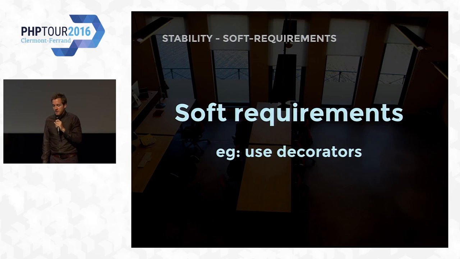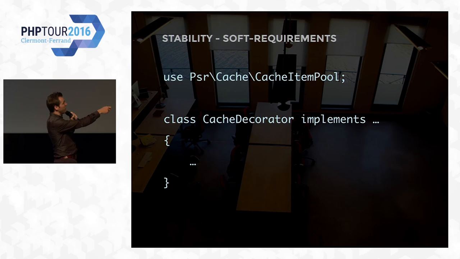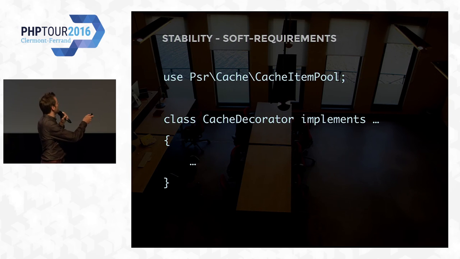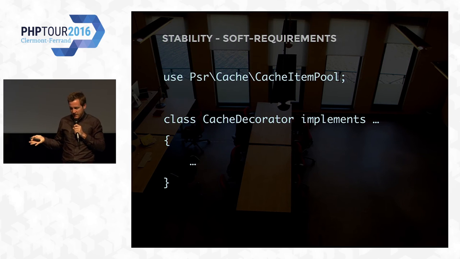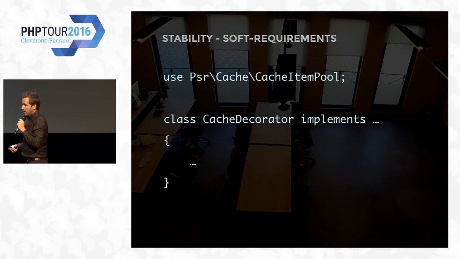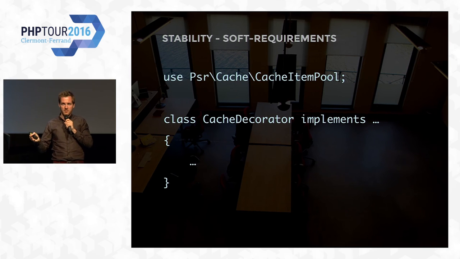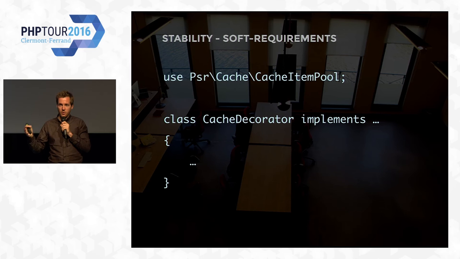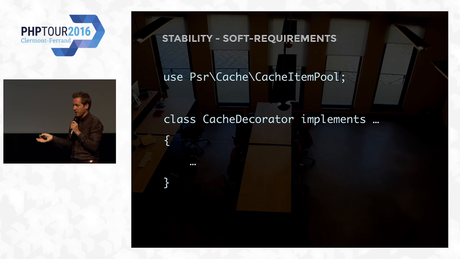So imagine you have an interface, which is the dot, dot, dot. I don't want to invent fake interface names. But you can actually add more helper classes that wrap whatever is the default implementation with decorators, which is a good design pattern. For example, you have a cache decorator, which uses the PSR cache item pool to do caching. Because then people can use the default implementation of whatever is in your package without the cache decorator, and then they don't need to require the PSR cache item pool as one of their dependencies. So this is not a hard requirement.